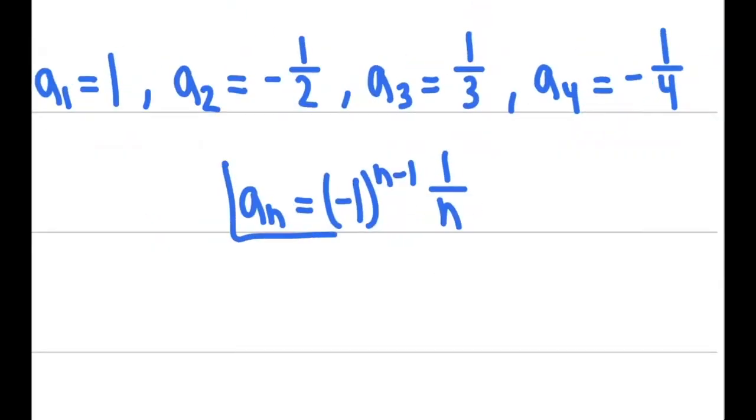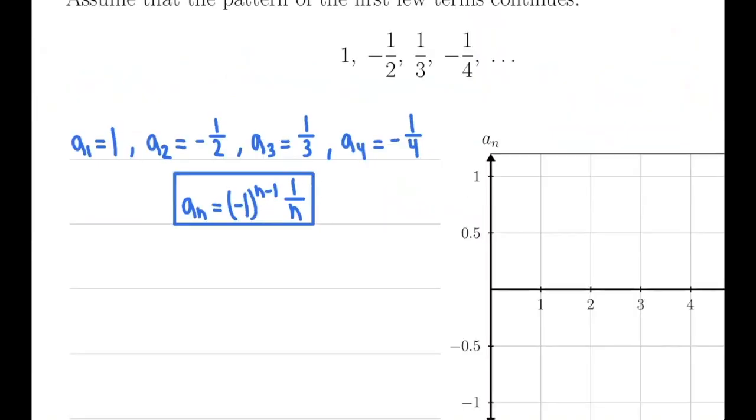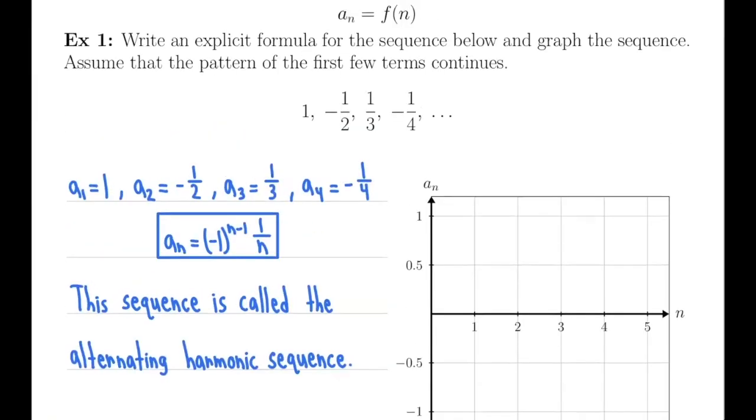Okay, so that's our explicit formula. This sequence has a special name. It's called the alternating harmonic sequence. The second part of the problem is graphing the sequence.